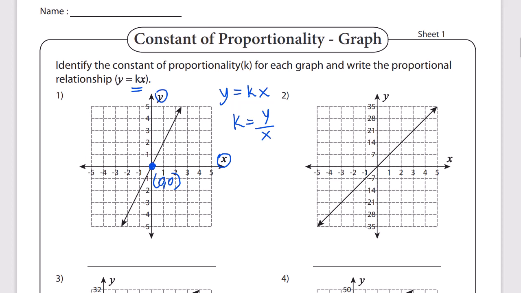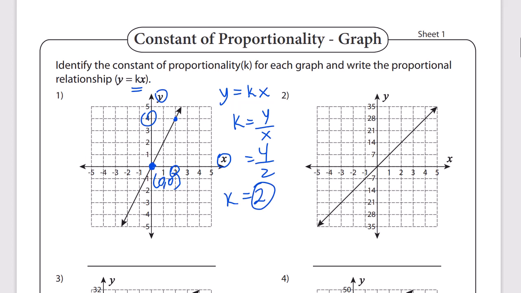So I can simply say my k equals, say, for example, any point, 4 divided by the x coordinate, 2, is 4 divided by 2. My constant of proportionality here is 2. K equals 2 for that graph.